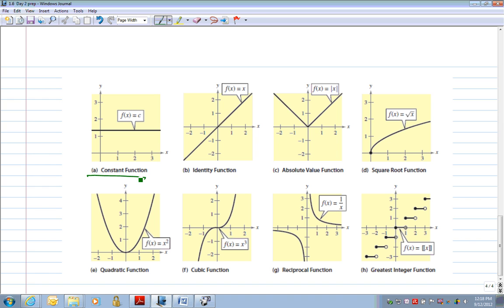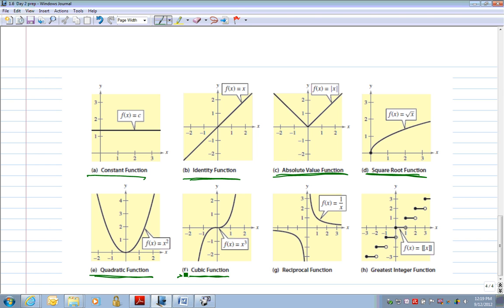So we have a constant function, which is basically a straight, flat, horizontal line. The identity function, which we've referred to in the past as a linear function. The absolute value function, that V for value, that V for victory shape. The square root function. Sometimes I call that the teapot graph, and there's just one little arm. The quadratic function, which you're very familiar with. Cubic functions, which you have not been that familiar with. Cubic functions are kind of curvy.